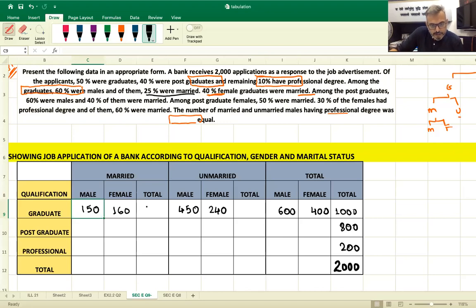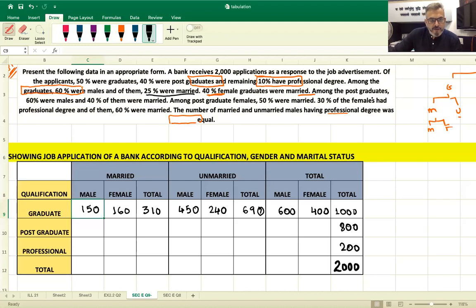Do the total. 310, 690. So the total you get is 600, 400, 150, 450, 600, 160, 240, 400. Done. Now let's go to the next one.